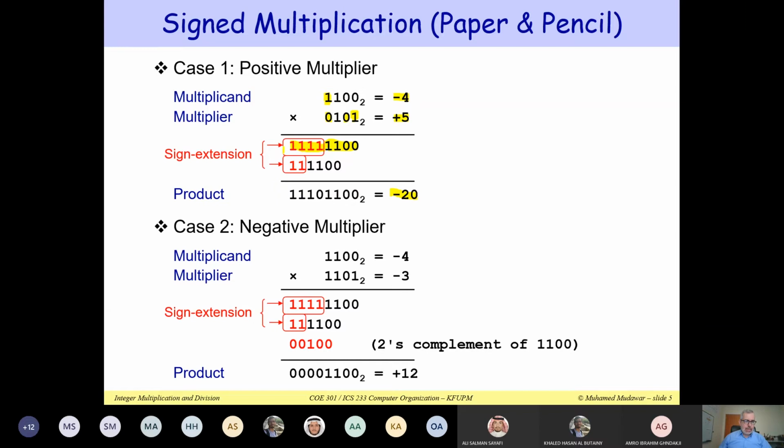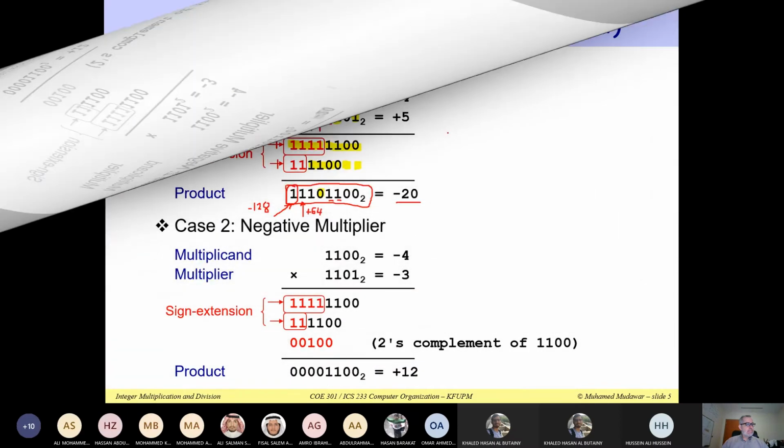Now, you will get the final carry, but this final carry is ignored. It is discarded. So if you look at the value of this number, this is the sign. This is negative 128 plus 64 plus 32, plus 8 plus 4, which will give you negative 20. You can just add the weights, and this will give you negative 20. So we get the correct product at the end.